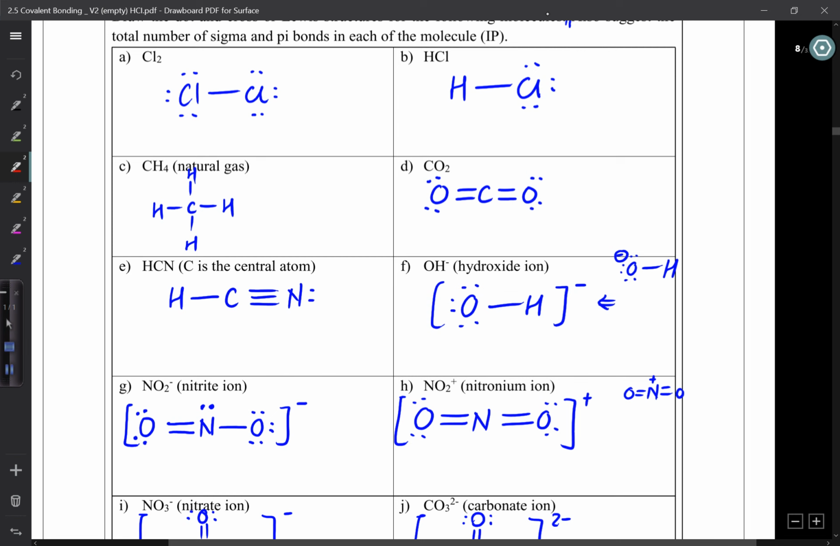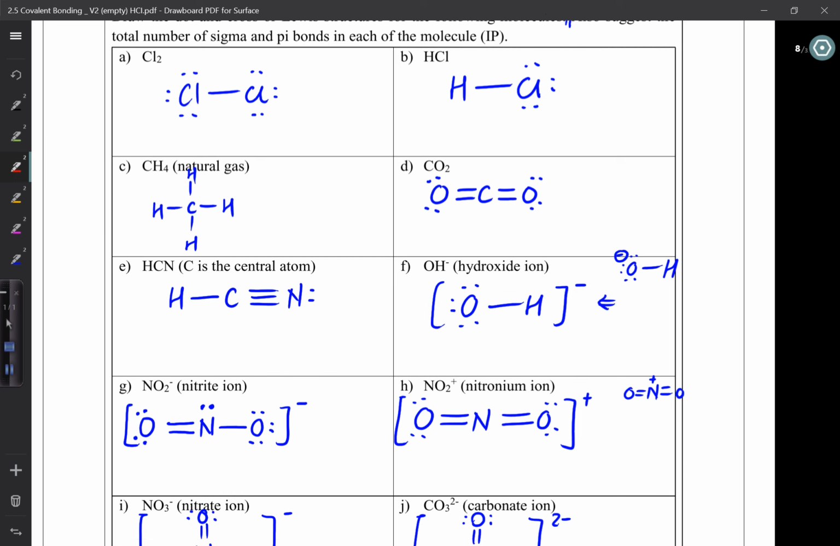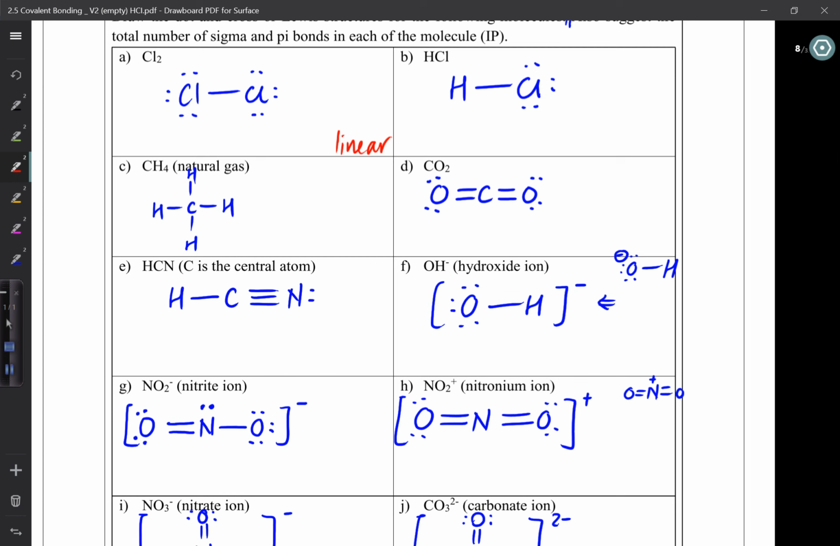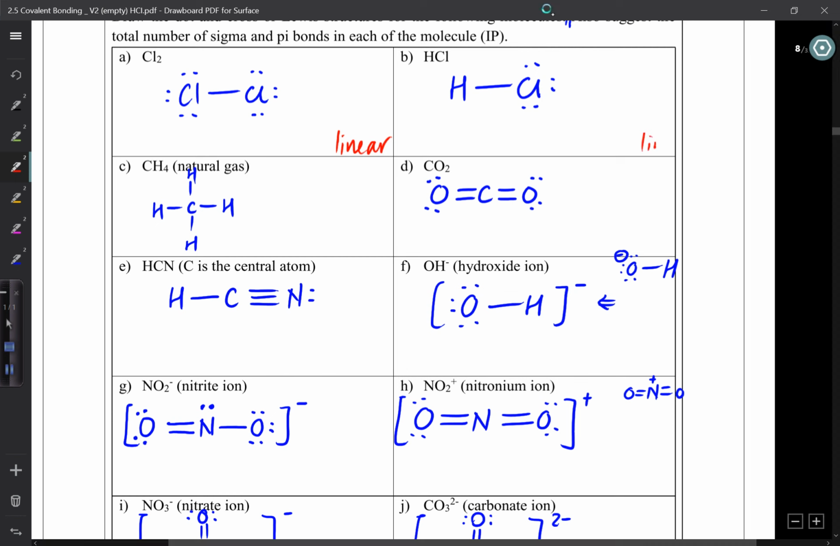What's the shape of Cl2? What's the shape? Linear, right? And by the way, for VSEPR theory, you have to have at least 3 atoms, right? Makes sense, right? If let's say you only have 2 atoms, obviously it can only be linear. It cannot be any other thing. So the same goes for HCl, it's also linear.